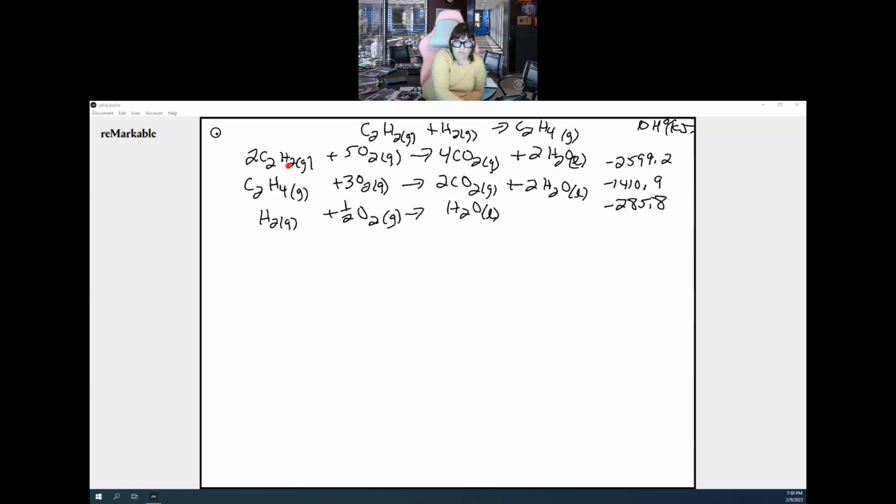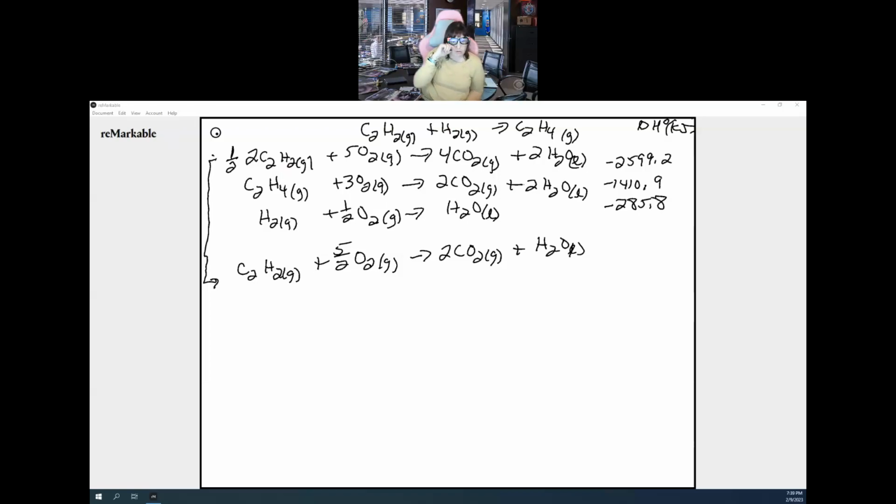But the stoichiometry is wrong. There are two of them here, so I need to multiply this equation by 1/2, which means dividing it by 2. When I do that, I'll put that down here, and that gives me C2H2 gas plus 5/2 O2 gas goes to 2 CO2 gas plus H2O liquid. So we only have one H2O left.